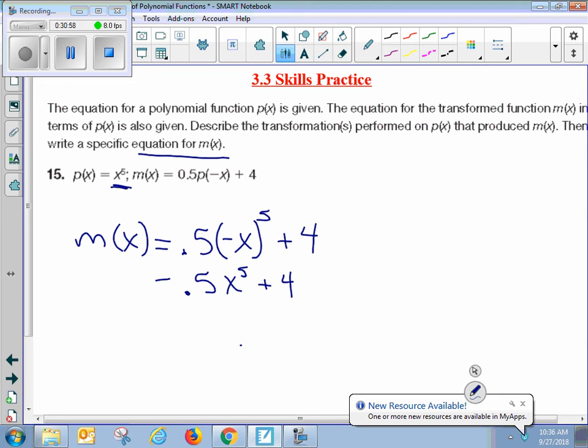So, for example, on 23, I know we're not doing that. Let me finish this first, and then you look. Since you have x to the 5th, it's going to flip the 0.5 to negative every time.